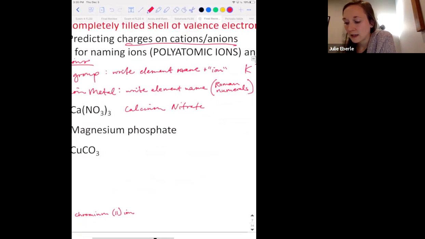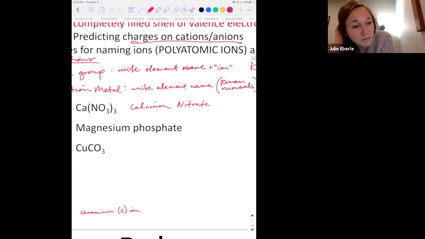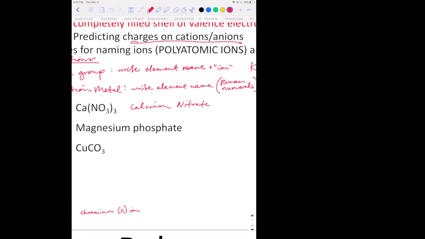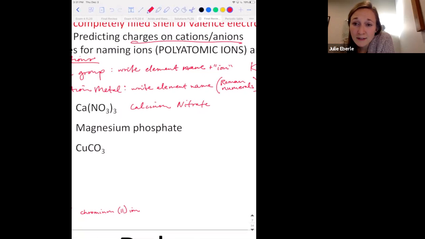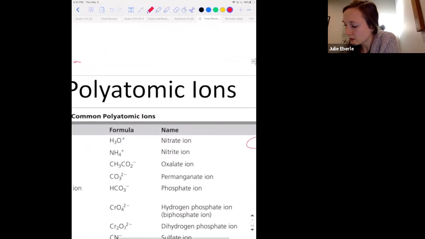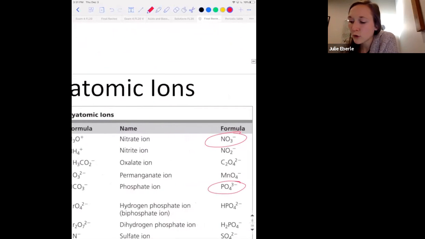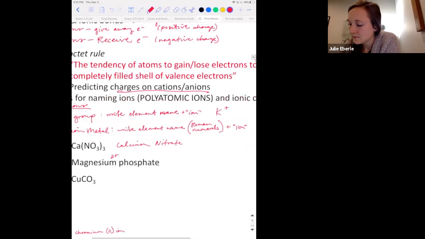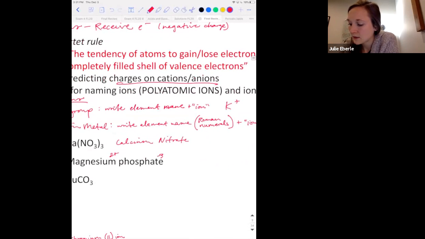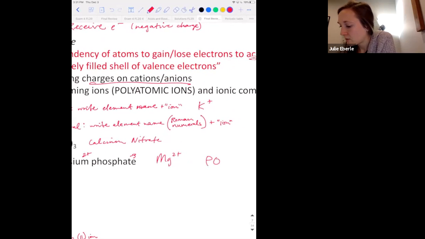All right, magnesium phosphate. What charge does magnesium carry? Is it 2+? Yeah, 2+. And you know that it's a plus because we always write the cation first, remember? Cation goes first, anion goes second. So magnesium is a 2+. What is phosphate? Well, let's just go to our table down here. Phosphate is PO4, 3-. So how many of each do we need?